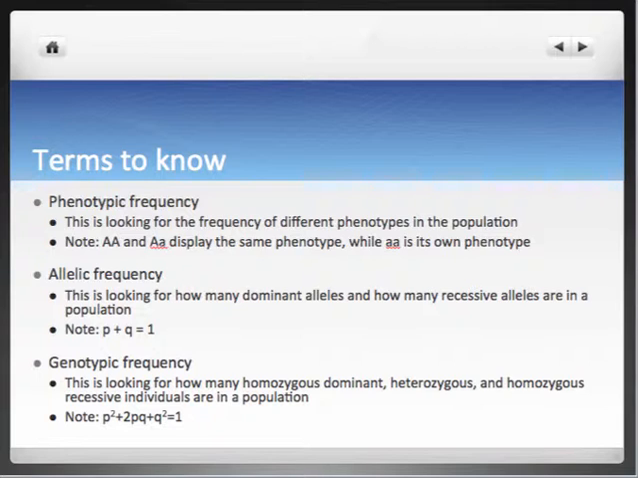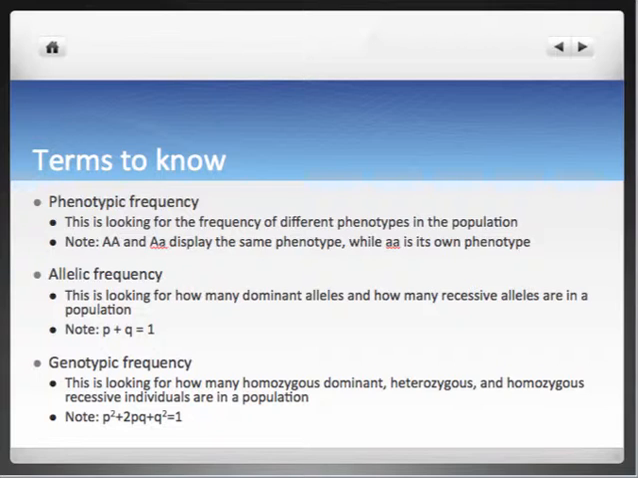It's really important to know that both homozygous dominant and heterozygous display the same phenotype, while homozygous recessive displays a different phenotype, and so those are what we're going to be separating out. We can also be talking about allelic frequencies, and this is looking at how many dominant alleles and how many recessive alleles are in a population. Note that according to Hardy-Weinberg Equilibrium, the number of dominant alleles, which is P, plus the number of recessive alleles, which is Q, has to equal 1.